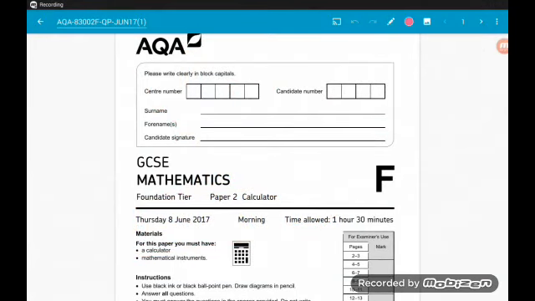Hey guys, welcome to part 1 of the June 2017 AQA paper 2F. So with foundations here, it's the first calculator paper, so my advice, use your calculator for absolutely everything.